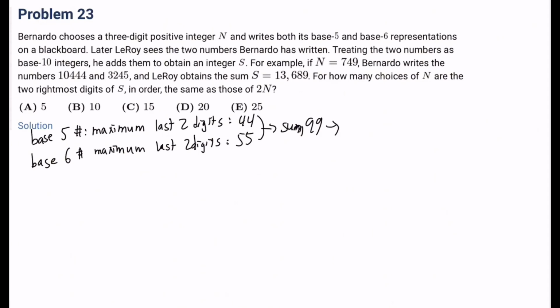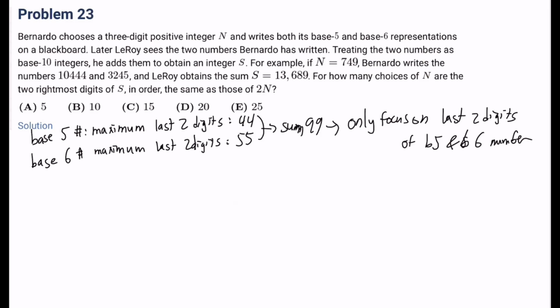And so that means that we only need to focus on the last two digits of the base 5 and base 6 numbers. Let's say the base 5 number is a mod 25. Since 25 is 5 squared, that just means a is the last two digits of n in base 5. And for base 6, same thing, it's going to be b mod 36. Since 36 is 6 squared, b is the last two digits of n in base 6.